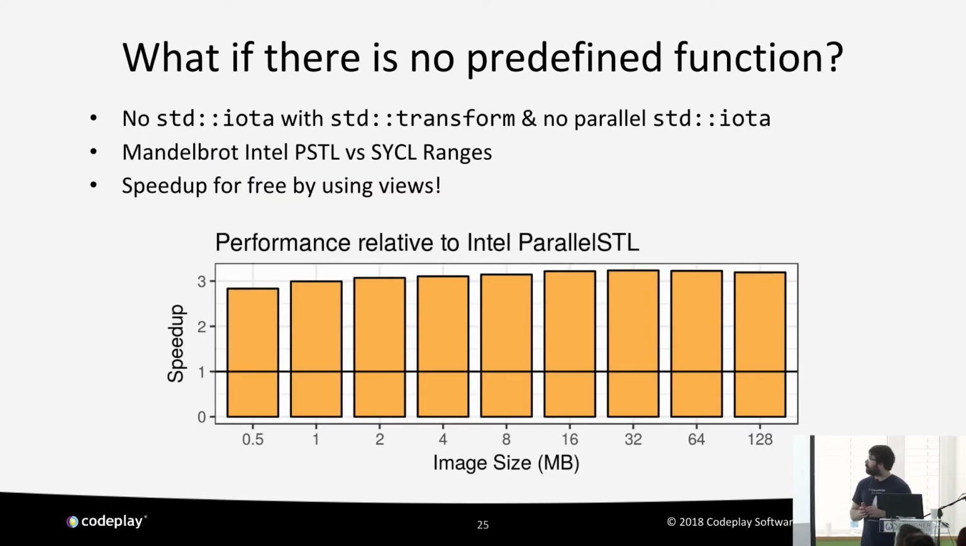All right, so there's no parallel version of iota, and there's no way to do both transform and iota together, which is a bit of a shame. But what we did was we took the Intel Parallel STL and compared it against the parallel ranges using SYCL, and we noticed that even though Intel's Parallel STL is highly optimized for CPUs because it relies on Thread Building Blocks, we still get up to a 3 times speedup just by using views.